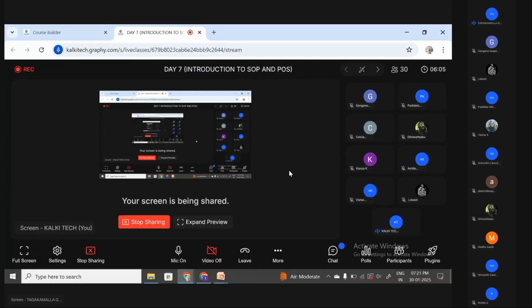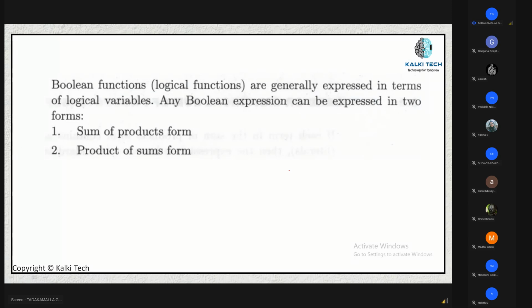So let us start with day 7 of digital design. In today's session, we will see two main concepts. One is sum of products and product of sum. Boolean functions or logical functions are generally expressed in terms of logical variables. Any Boolean expression can be expressed in two forms: SOP form, that is sum of products, and POS form, product of sum.